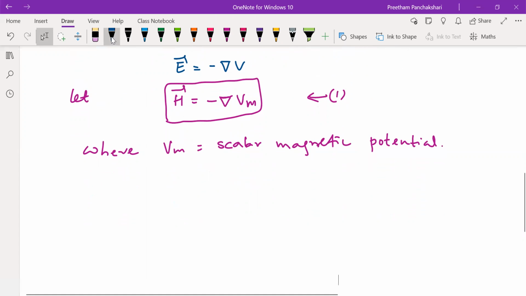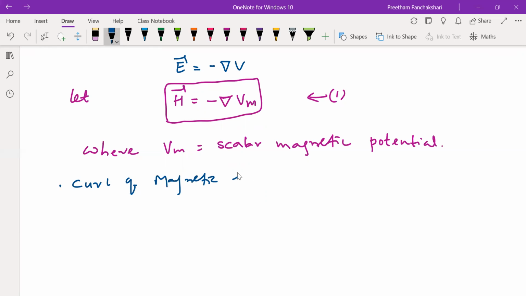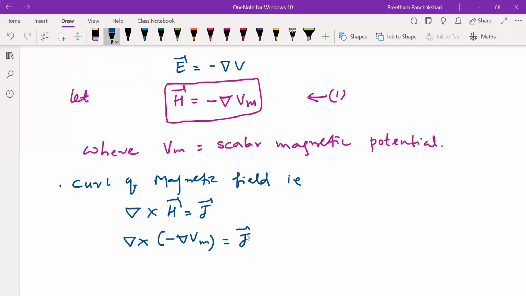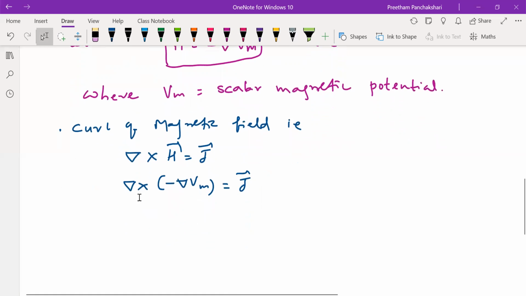Let us consider the very well-known Ampere's law, which is basically the curl of the magnetic field: curl H is equal to J. The validity of scalar magnetic potential is tested with this curl equation, which is already proven. So if I put minus del Vm in place of H, let us see what happens. From vector algebra, we have an identity: the curl of a gradient is always 0.